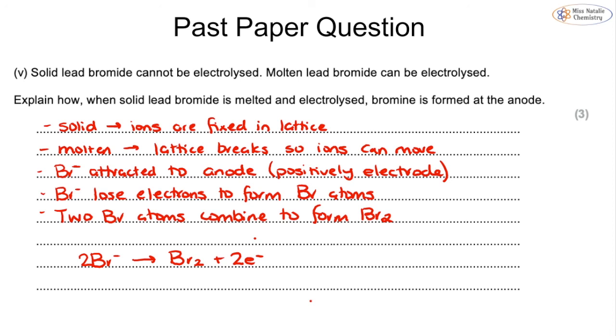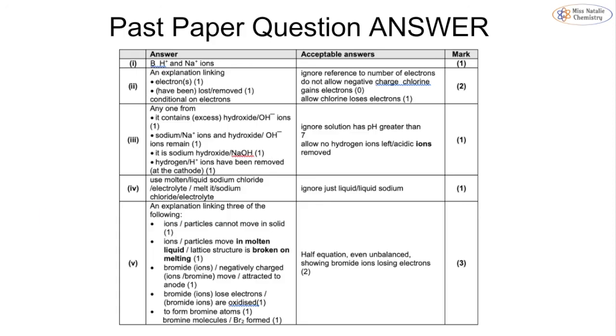Okay, so we have our solid, they are fixed, and a molten, the lattice is broken so the ions can move. The ions are attracted to the anode, loss of electrons happens, and we form the bromine atoms, and they then combine to form the molecules. So there's the mark scheme for those questions if you have been trying them yourself. That is everything for topic 1I electrolysis.